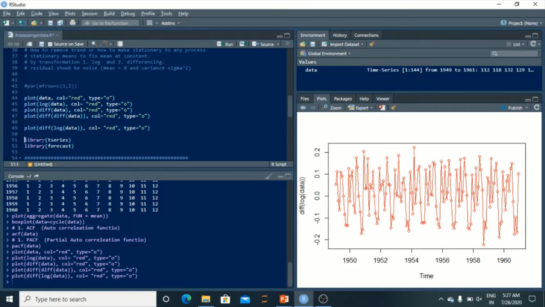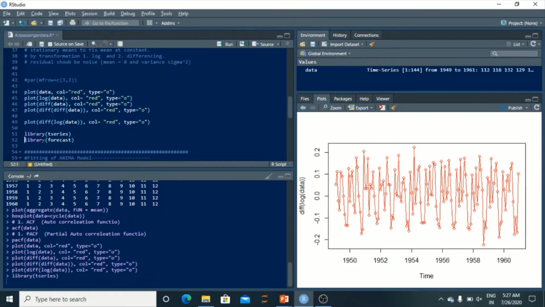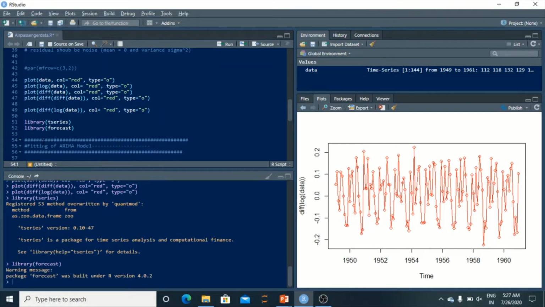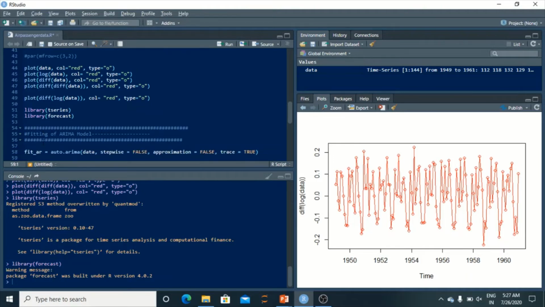Now before going to model or forecast, I need two libraries, which are tseries and forecast. Forecast is already available in my R software, so it's not needed to download. And if you don't have tseries or any package in your R software, then you can easily install it by install.packages, or you can also go to Packages and install it there. So let's start to model.